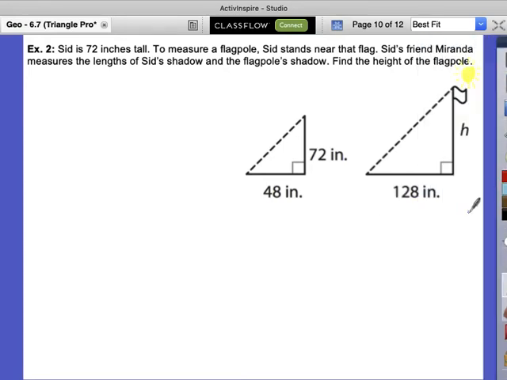So, we have the sun. We have the height of the flagpole. We know the height of Sid. Sid over here has really long legs. And Sid's 72 inches tall. That's 6 feet tall. I didn't do the math. And this is the shadow.